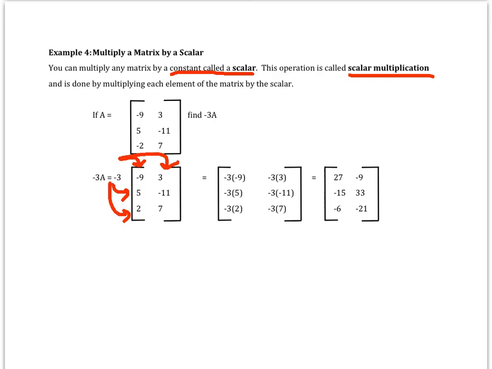Negative 3 times negative 9 is 27. Negative 3 times 3 is negative 9. Negative 3 times 5 is negative 15. Negative 3 times negative 11 is 33. Negative 3 times 2 is negative 6. And negative 3 times 7 is negative 21. And here's your answer matrix. And just as it is in addition and subtraction, your answer matrix will have the same number of rows and columns as your beginning matrix.